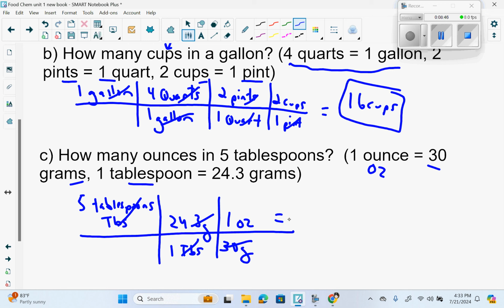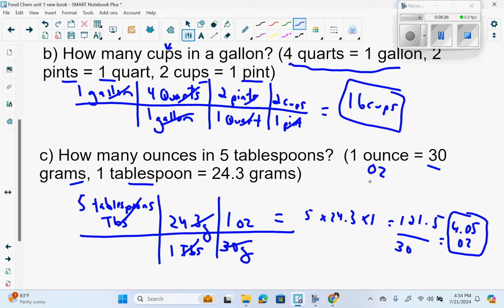All right. And now to solve this. Okay, now you have numbers on the top and the bottom. So how do you figure this out? So let's work on the top first. If you're going across, you multiply. So this would be 5 times 24.3 times 1. And I get 121.5. But you can't ignore the bottom, right? So this is 1 times 30, which is just 30. So you divide by 30, and let's see what you get. 4.05. And that's ounces.